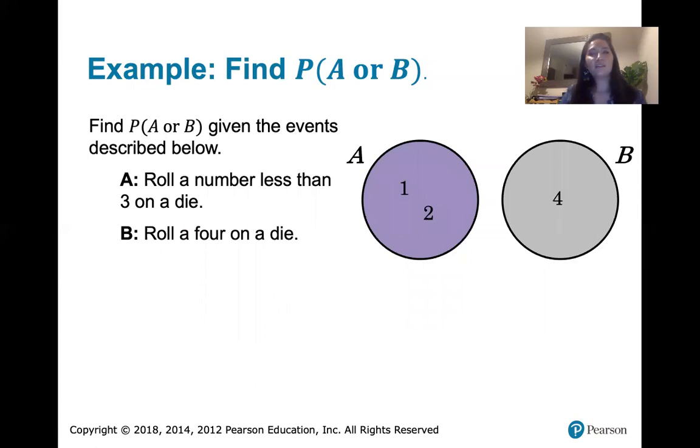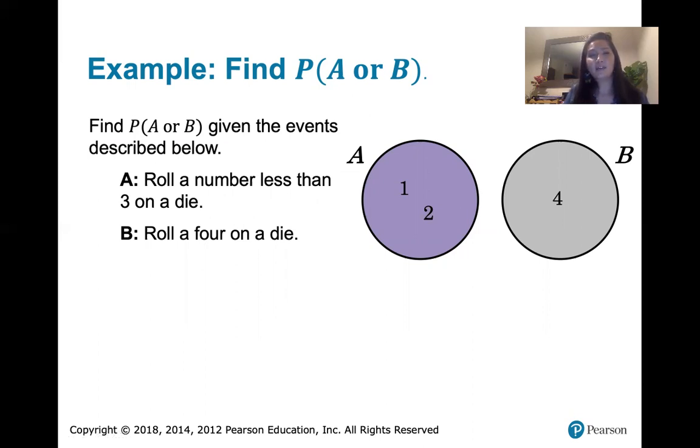So if I want the probability of rolling a number less than 3 or rolling a 4, I'll take the number of elements over here and I will add the number of elements over here. And then typically I would subtract those elements that belong to both sets, but there's nothing that belongs to both sets. So it just looks like I've got 3 outcomes here. That's the sum of these, 2 of these plus 1 of these. We've got 3 of those. And there are a total of 6 possible outcomes.